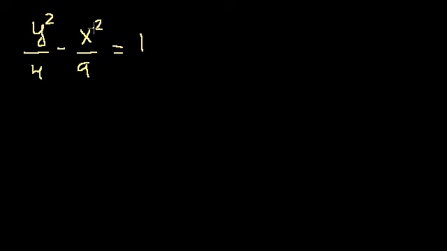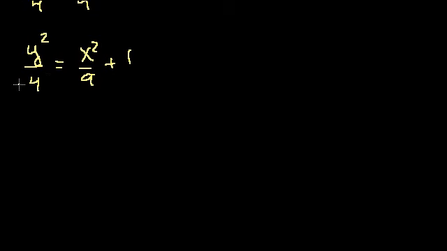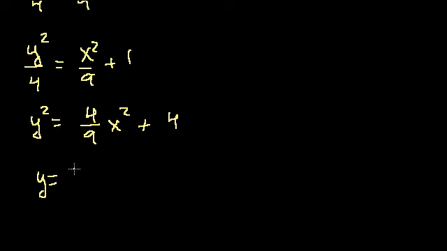So if you solve for y, you can add x squared over 9 to both sides, and you get y squared over 4 is equal to x squared over 9 plus 1. Now I can multiply both sides by 4, and you get y squared is equal to 4 over 9 times x squared plus 4. Right? Distribute the 4. Take the positive and negative square root of both sides. y is equal to plus or minus the square root of 4 over 9 x squared plus 4.